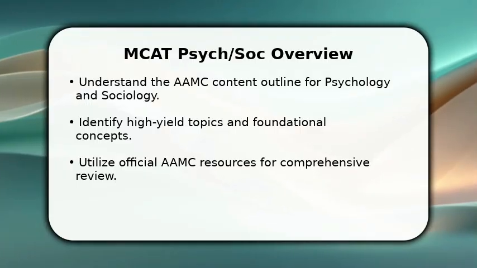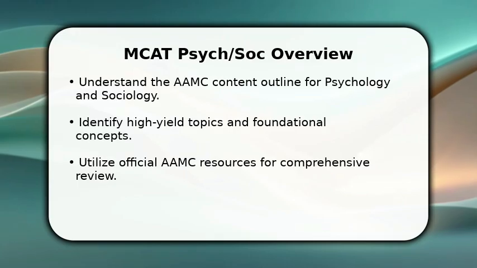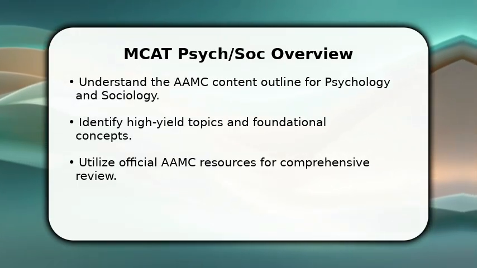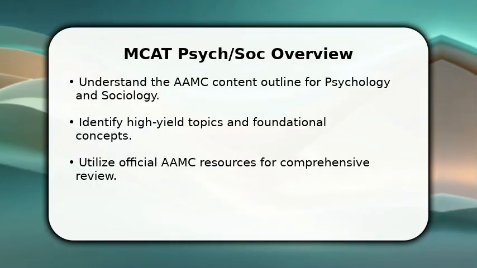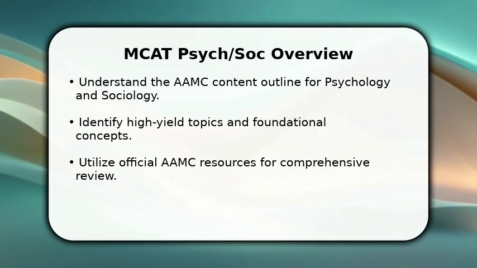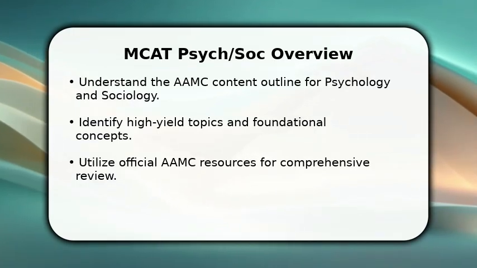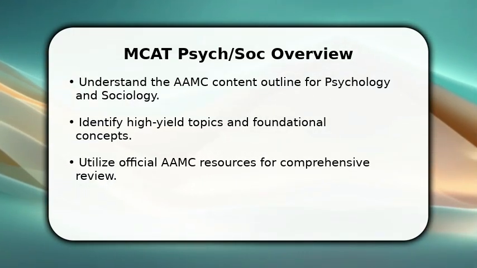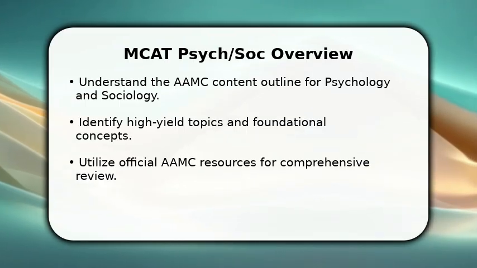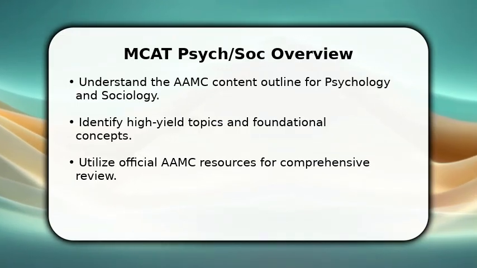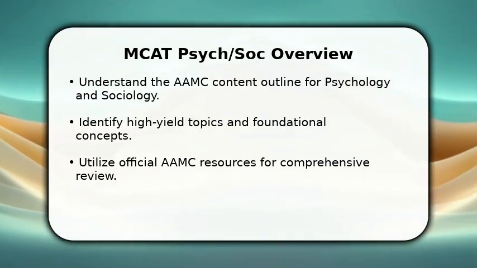In this video, I will explain how to study for MCAT Psychology and Sociology. First, thoroughly review the OMP content outline to grasp the scope of the section. Focus on understanding foundational concepts and identifying high-yield topics that frequently appear. Leverage official OMP resources, like their content review books and online modules, for a comprehensive and accurate understanding of the material.